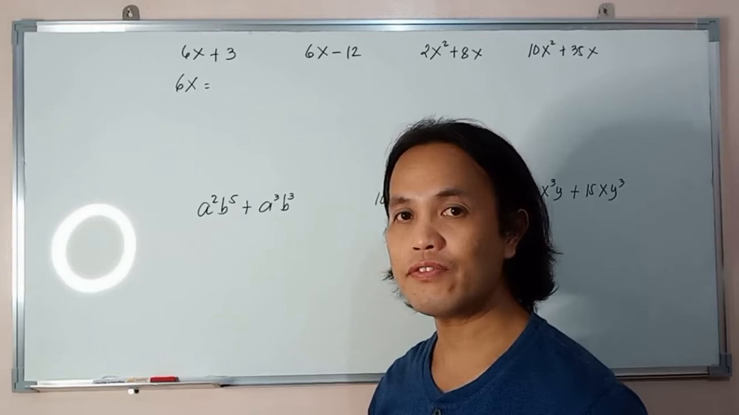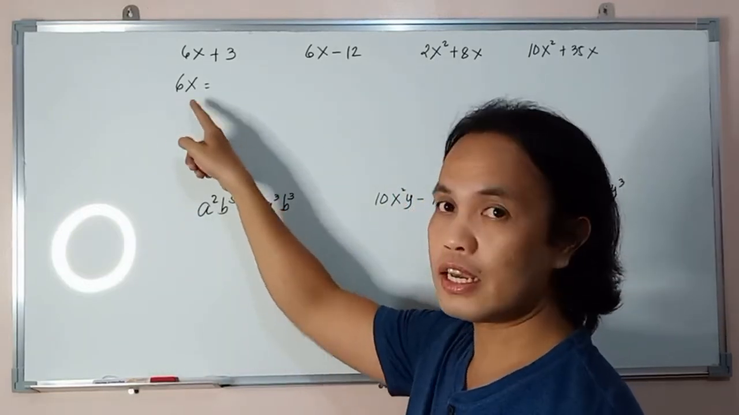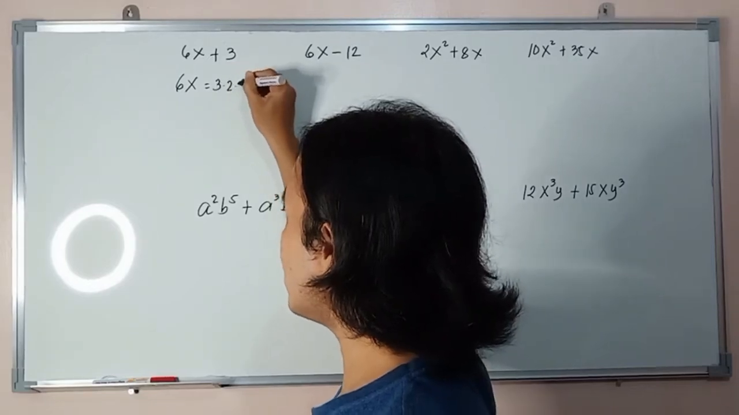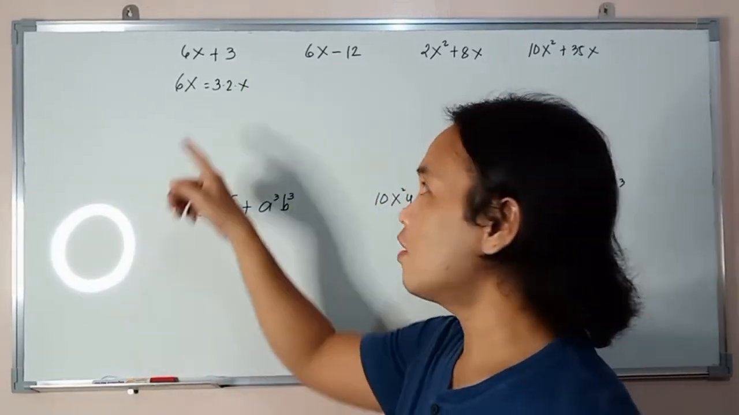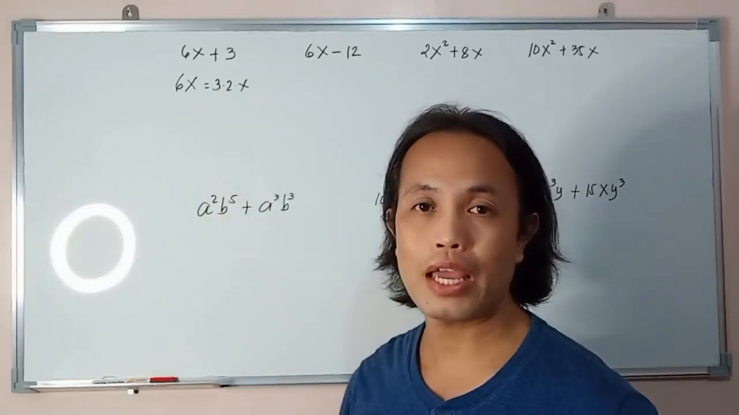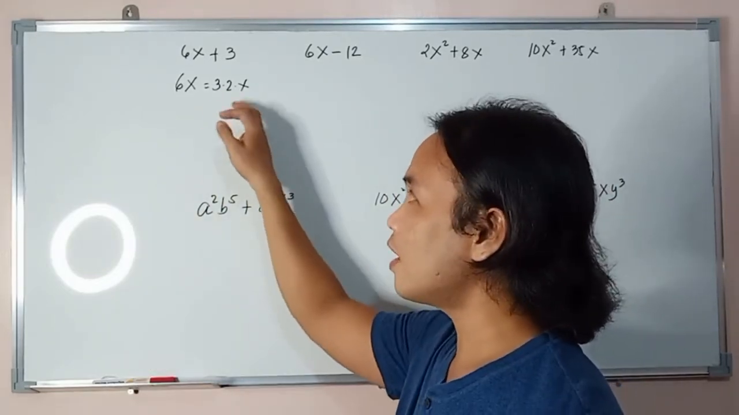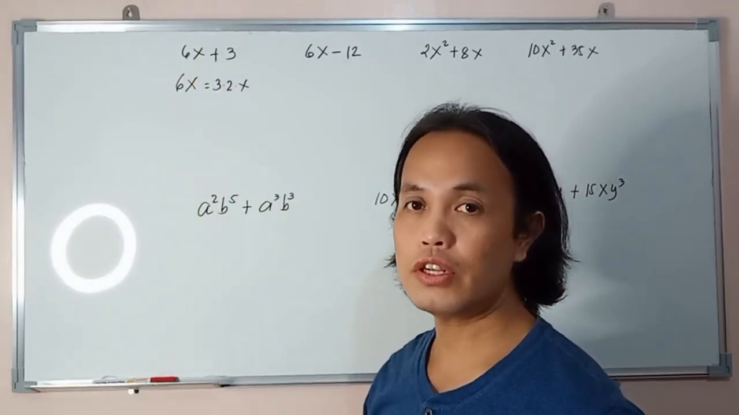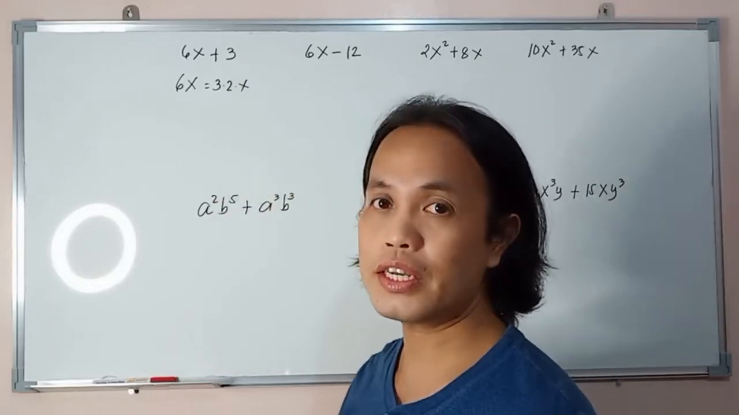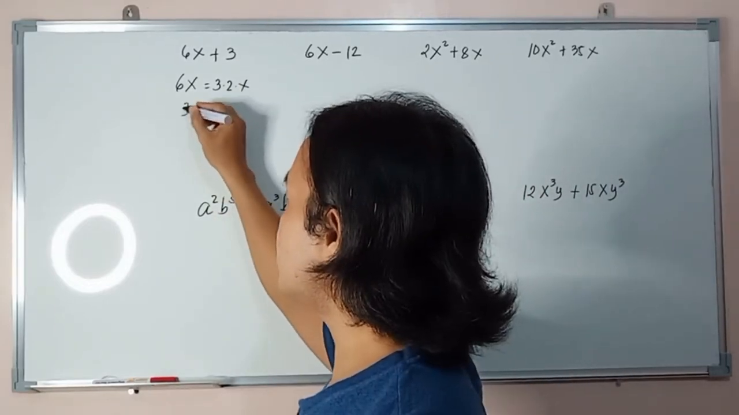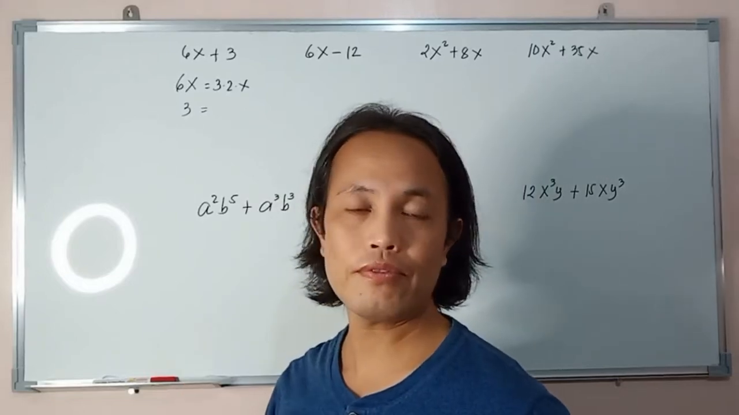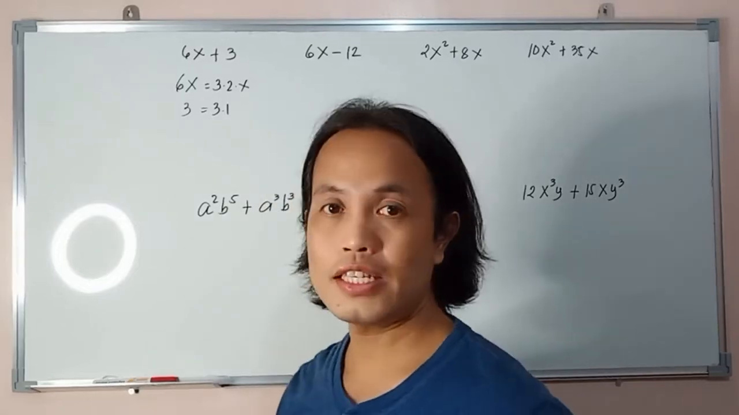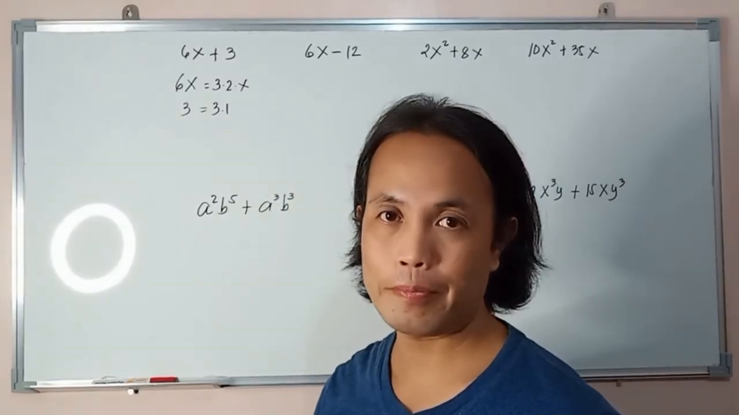When we use prime factorization, we can factor 6x as 3 times 2 times x. Since 3, 2, and x are already prime, these are the prime factors of 6x. That is for the first term. Now let's proceed to the second term, which is 3. Its prime factorization is 3 times 1, since 3 is already a prime number.